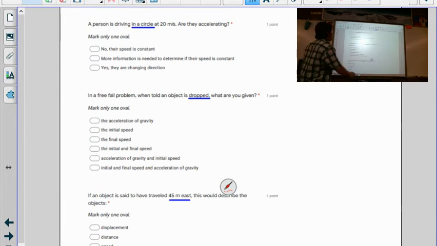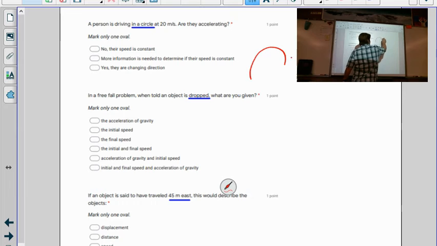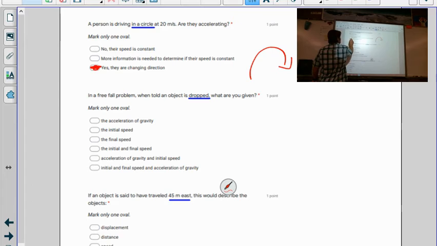A person is driving in a circle. If they're driving in a circle, they're changing direction. If they're changing direction, then they are accelerating. Yes, they are changing direction. That is an acceleration. It takes a force to cause that.